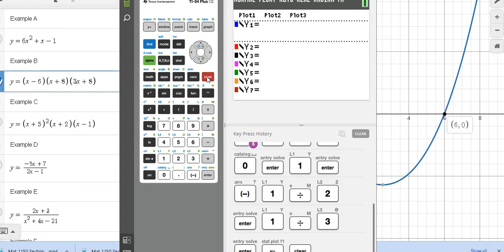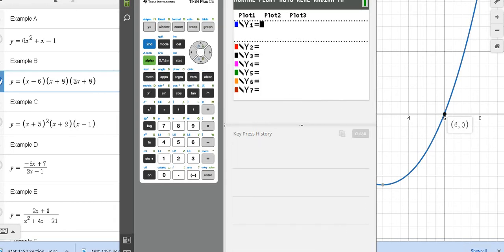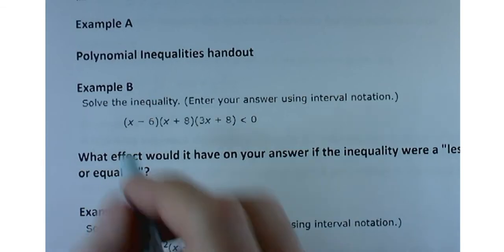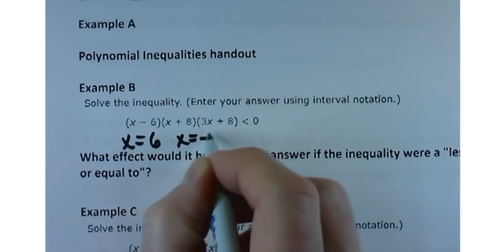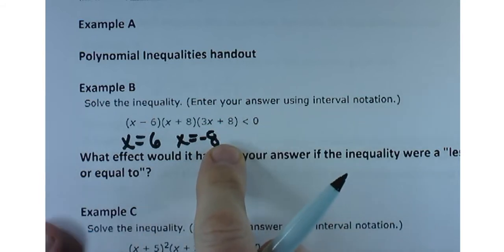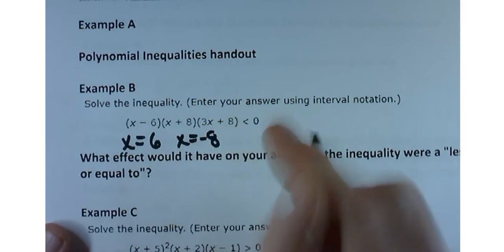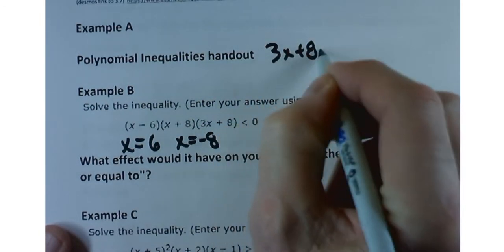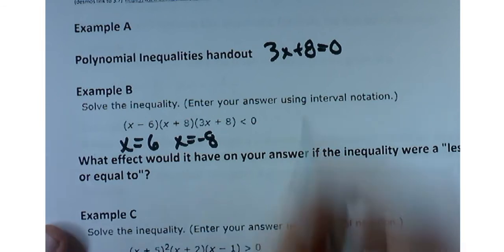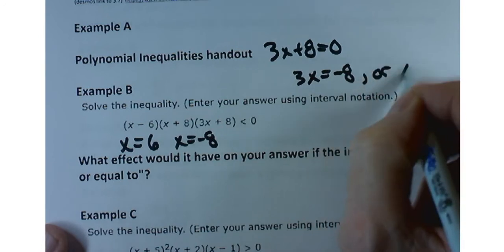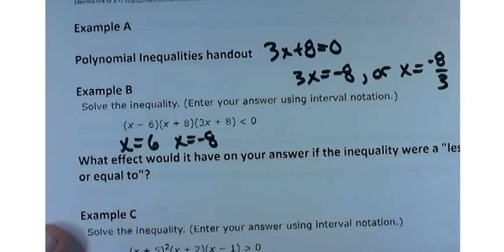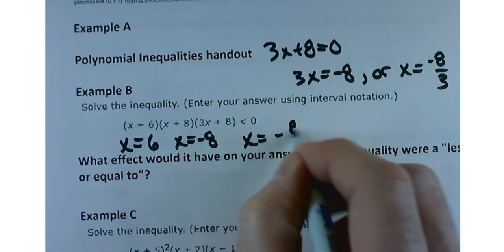Let's see. This one's already factored for us, so that's really nice. I know where this graph can cross the x-axis. Let's see if we can figure those points out. This can change signs, or it can cross the x-axis at x equals 6, at x equals -8. And how am I going to find that last one, where this crosses the x-axis? Well, it's going to be where 3x plus 8 equals 0, or 3x equals -8, or x equals -8 over 3, which is the decimal value you saw on Desmos. X equals -8 over 3.